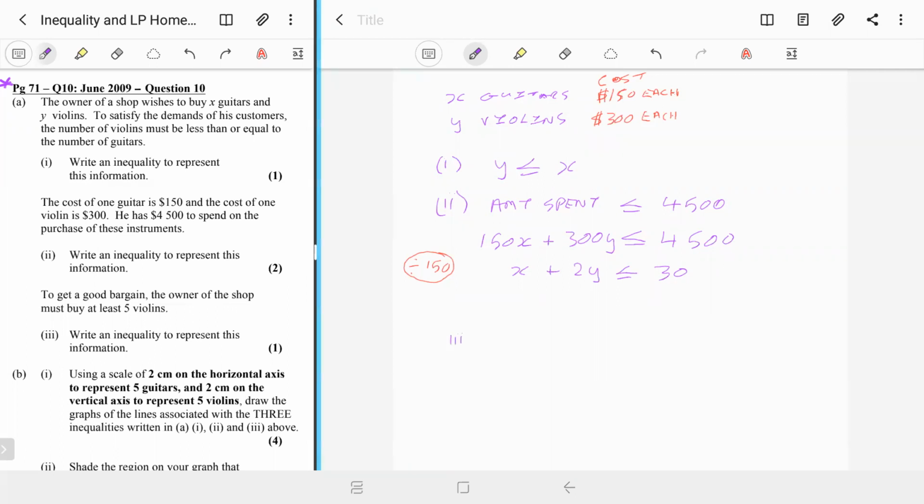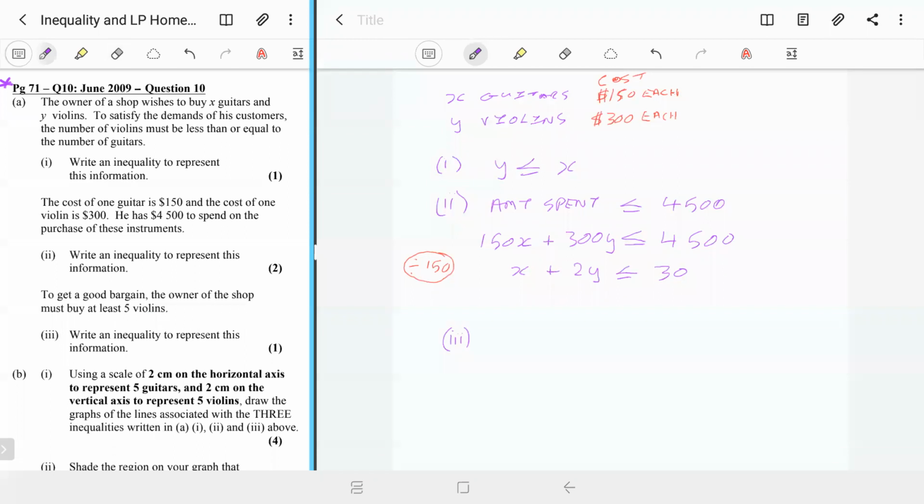Third condition. Remember, violins is Y. At least 5. Let's think of money. If you must have at least $5 to buy something, what does that mean? 5 or more. Exactly. I always think of it as money. I know we're just getting into it, so you might not have it fully yet, but you're going to get it fully soon.